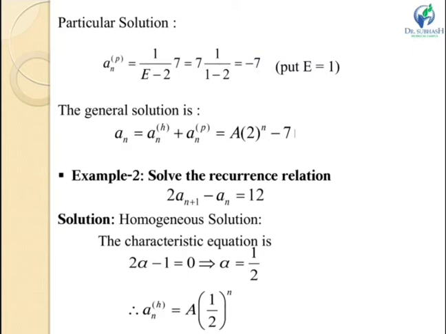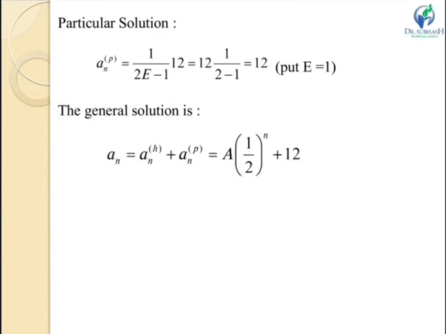Let us take one more example: 2 into a_(n+1) minus a_n equal to 12. Here also the order of the recurrence relation is 1. So our characteristic equation will be 2 alpha minus 1 equal to 0. So alpha will be equal to 1 by 2, and the homogeneous solution will be A into 1 by 2 raised to n. Now we'll find the particular solution.